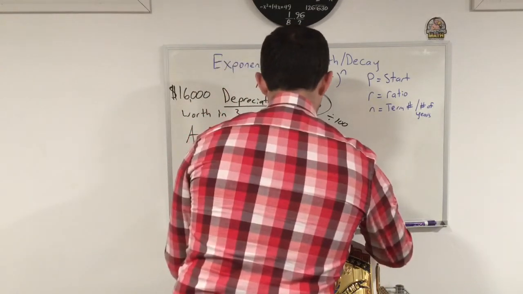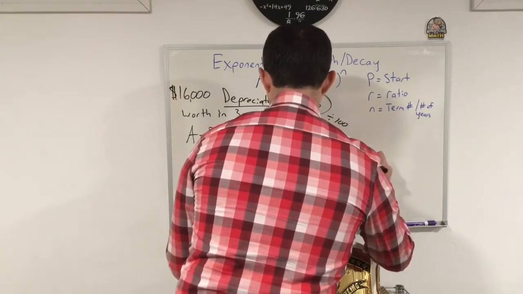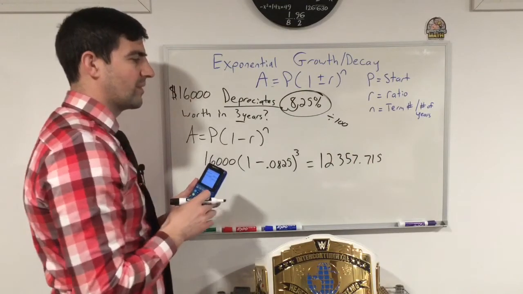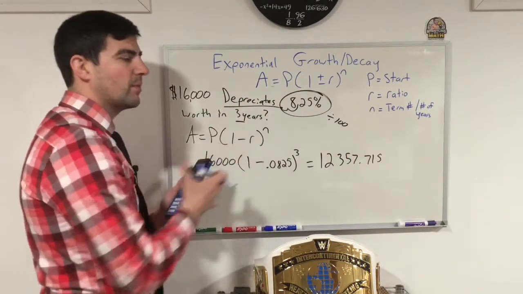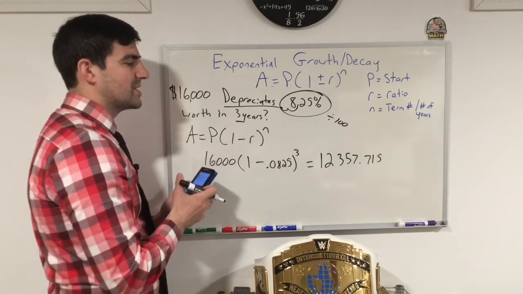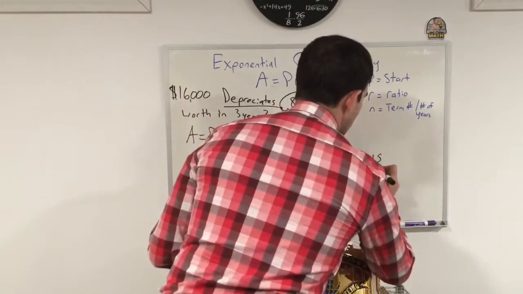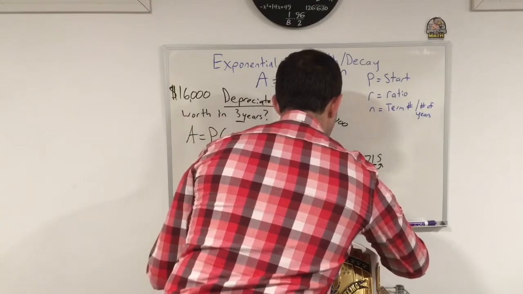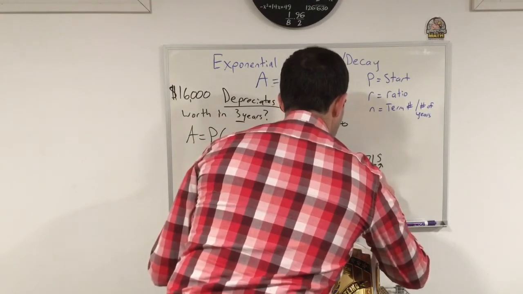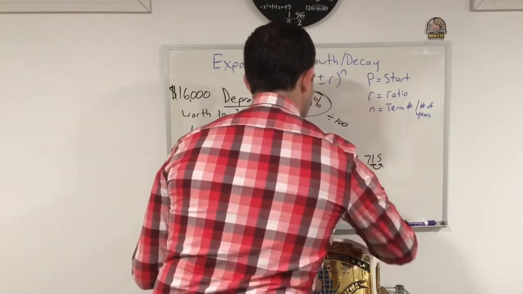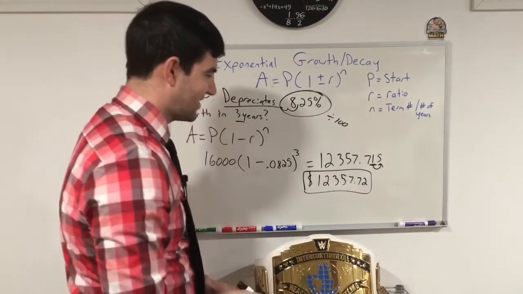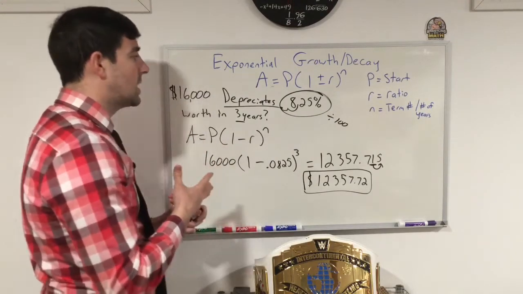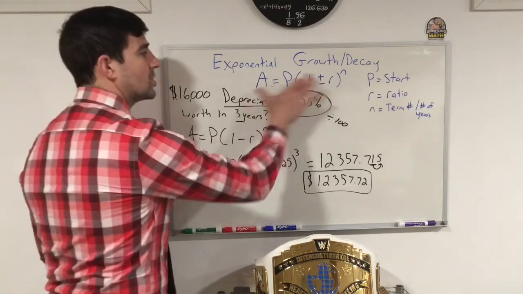And this is, and again, I'm going to write this out, and then I'm going to round, 12,357.715. Since we're dealing with money, again, be careful with what they tell you to round to. I'm going to use nearest cent or 2 decimal places. So I'm looking at the 1. Does the 5 bump it up? Yes, it does. So this car is now worth $12,357.72.